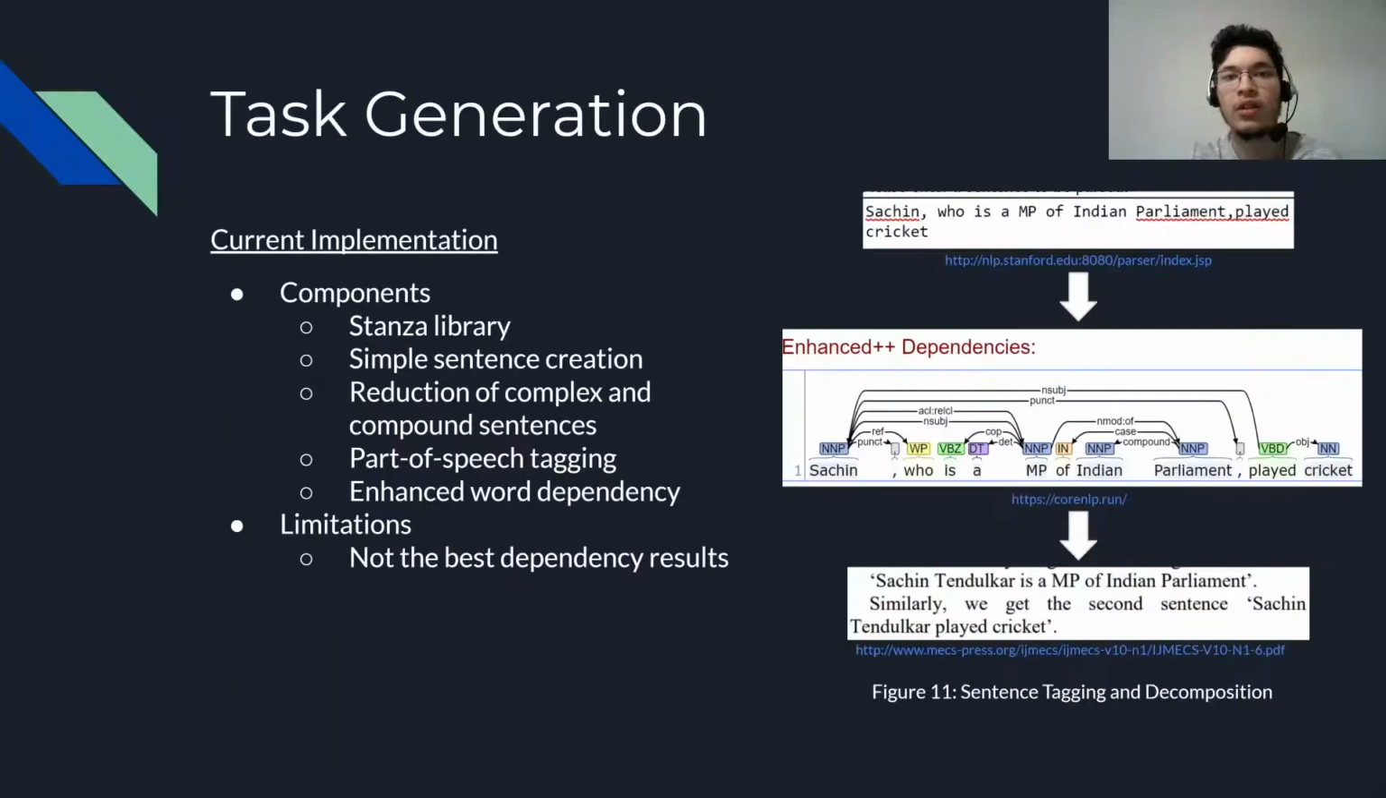For task generation, it's currently implemented using a standard library. The main goal is to create simple sentences from reducing compound or complex sentences using part-of-speech tagging and enhanced word dependency. A limitation with this is that it doesn't give you the best dependency results, leading to bad simple sentence creation.